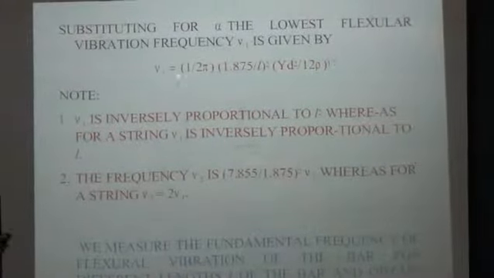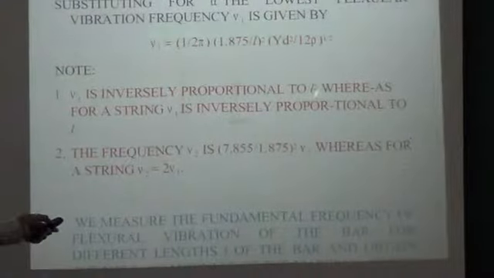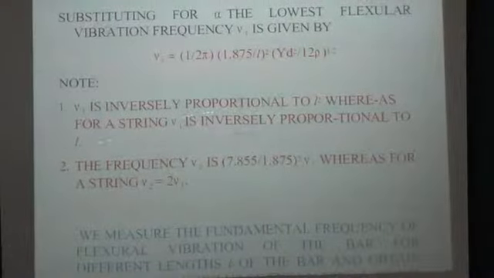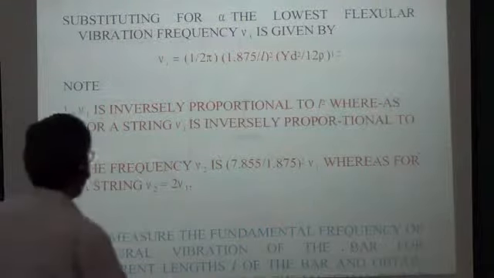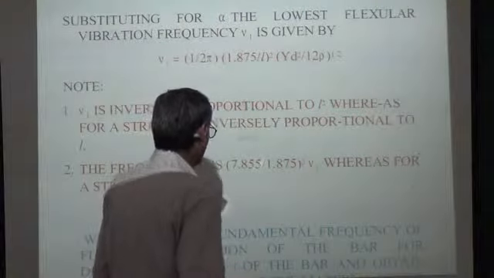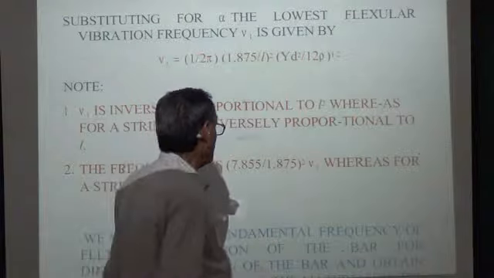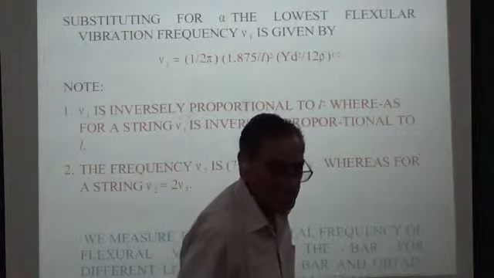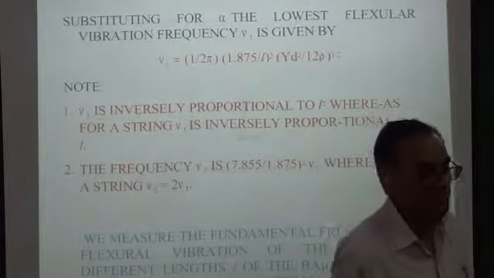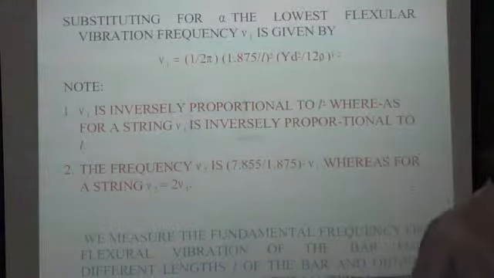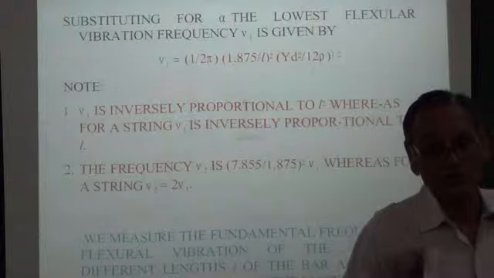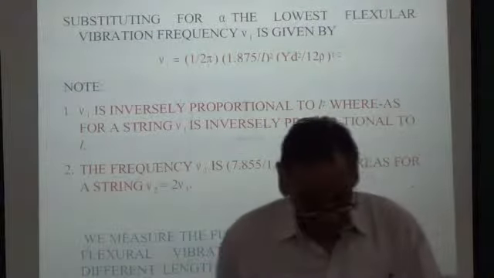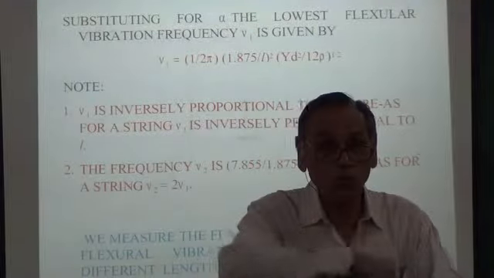This is inversely proportional to L square. For a string, mu1 is inversely proportional to L. The second one is at 4 point something by 1.875 whole square, not 7.875. That is the third form. So that is about 6.22 times mu1. You have the fundamental and the overtone.